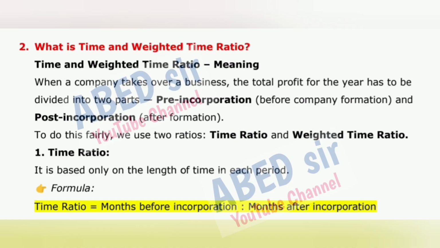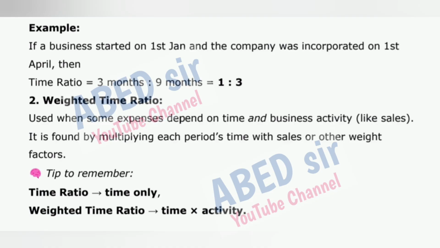1. Time ratio. It is based only on the length of time in each period. Formula: time ratio is equal to months before incorporation : months after incorporation. Example: if a business started on 1st January and the company was incorporated on 1st April, then time ratio is equal to 3 months : 9 months, which is 1:3.